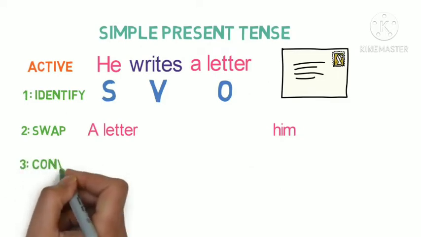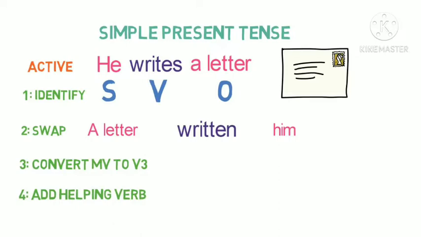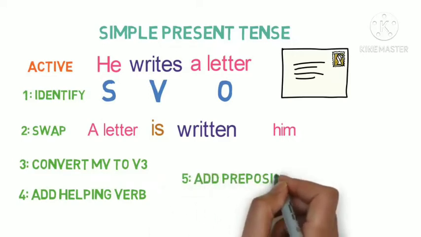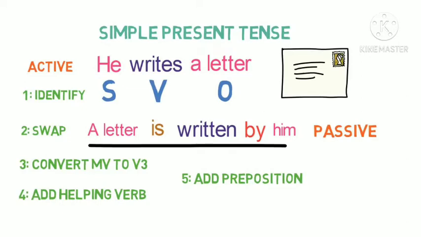The third step, convert main verb to V3. So here writes, we should convert it into written. Then the fourth one, add helping verb. It's a present tense, so we should write is as a helping verb. Then a letter is written him. So one step missing is the fifth one, add the preposition by. Then only this sentence will become complete. So add preposition by. So a letter is written by him is the passive voice.